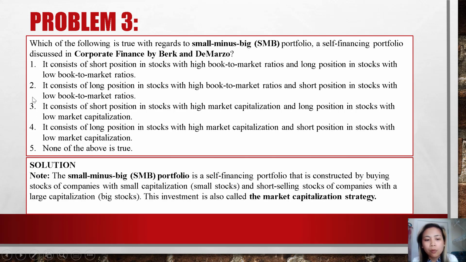See that? The small minus big SMB portfolio is a self-financing portfolio that is constructed by buying stocks of companies with small capitalization, small stocks, and short selling stocks of companies with a large capitalization, big stocks. This investment is also called the market capitalization strategy. So remember, short means sell. Short is sell, and long is buy.